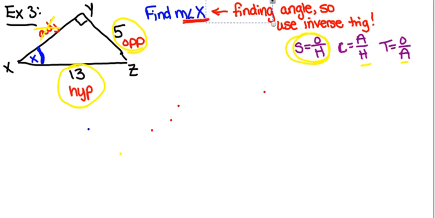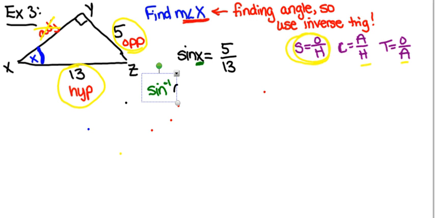I'm going to use the sine function in order to set this equation up. So sine of my angle, the sine of angle X, is equal to the opposite, which is 5, over the hypotenuse, which is 13. And again, I'm finding an angle here, so I need to use my inverse trig. So I've got inverse sine of sine of angle X equals inverse sine of the right side, which is 5/13.